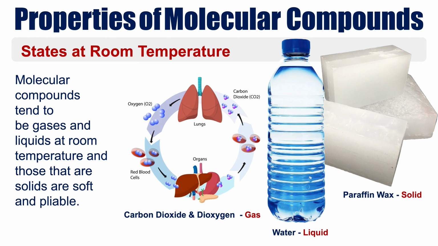So generally at room temperature, a lot of them are going to be gases and liquids, but some also are still going to be solids. So for example, table sugar, that's a solid at room temperature. Paraffin wax, that's a solid, but a lot of them end up being gases or liquids.